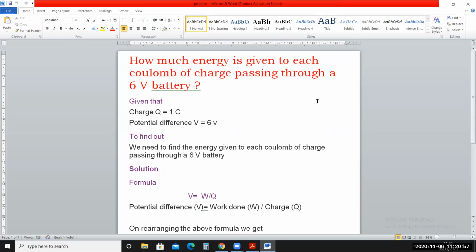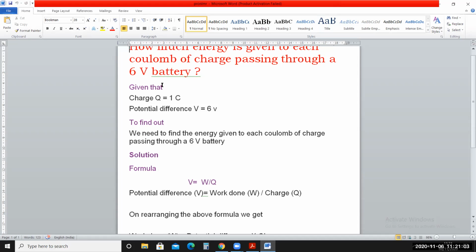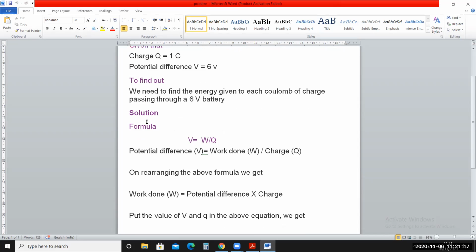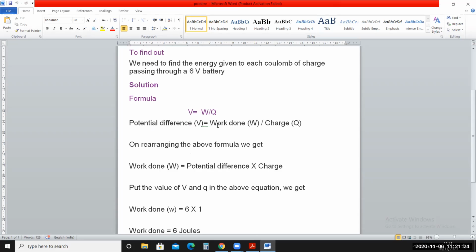Same problem: how much energy is given to each coulomb of charge passing through a 6 volt battery? Given that charge Q equal to 1 coulomb, potential difference V equal to 6 volt. We need to find the energy given to each coulomb of charge passing through a 6 volt battery. Solution: the formula is V equal to W by Q. The potential difference V equals work done divided by charge.